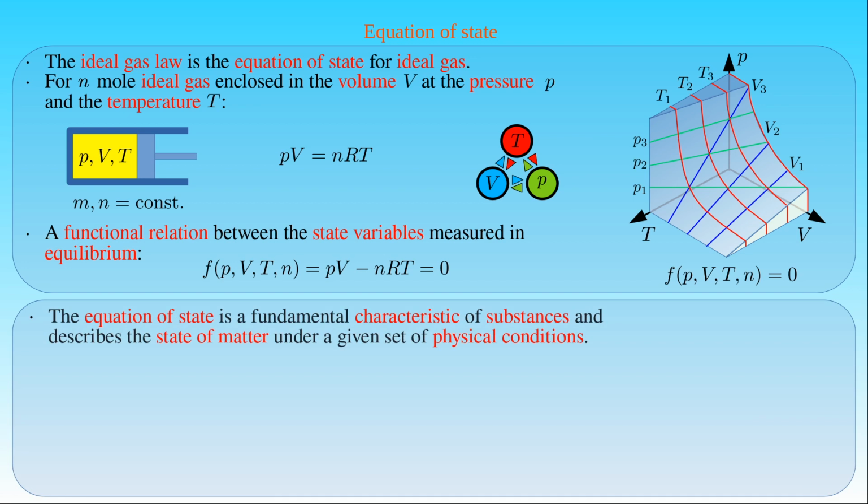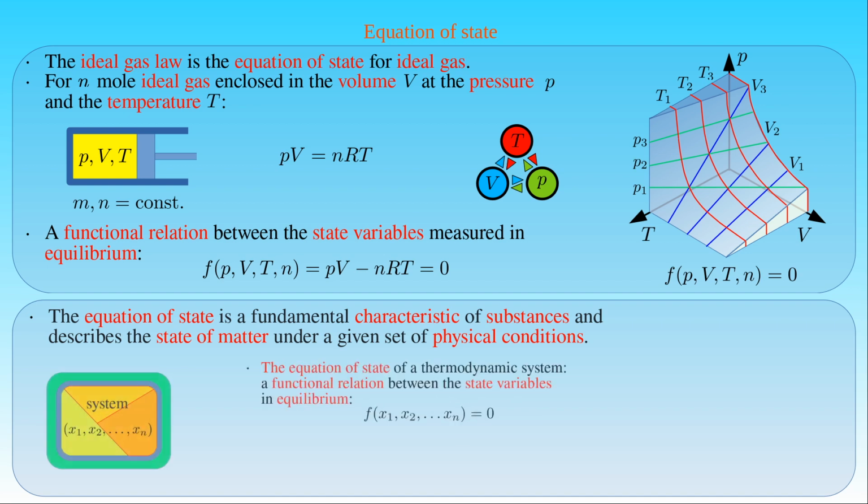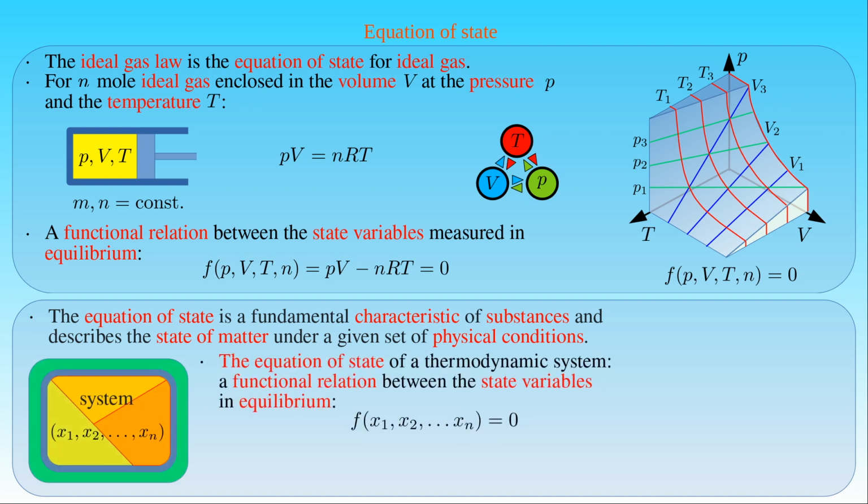The equation of state is used to characterize gases, fluids, fluid mixtures and solids, and it reflects atomic structure, chemical bonding and stability of a material. The equation of state of a thermodynamic system is a functional relation between the state variables x1, x2, ..., xn in thermodynamic equilibrium, written as some function f depending on these variables which is equal to 0.